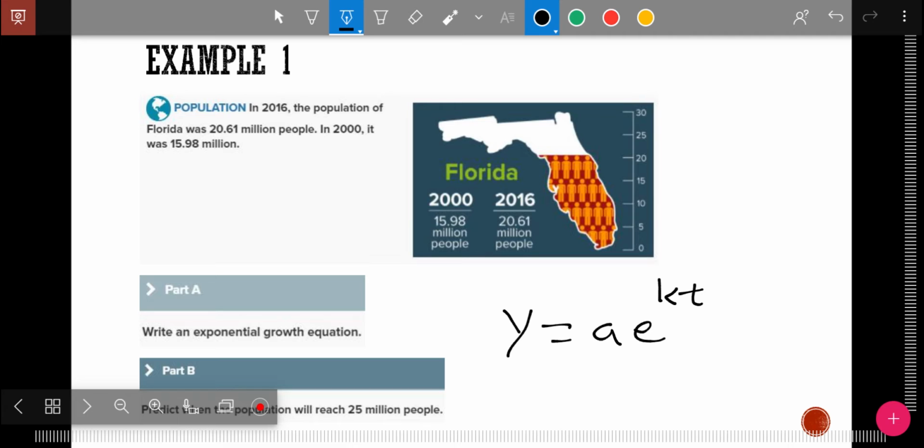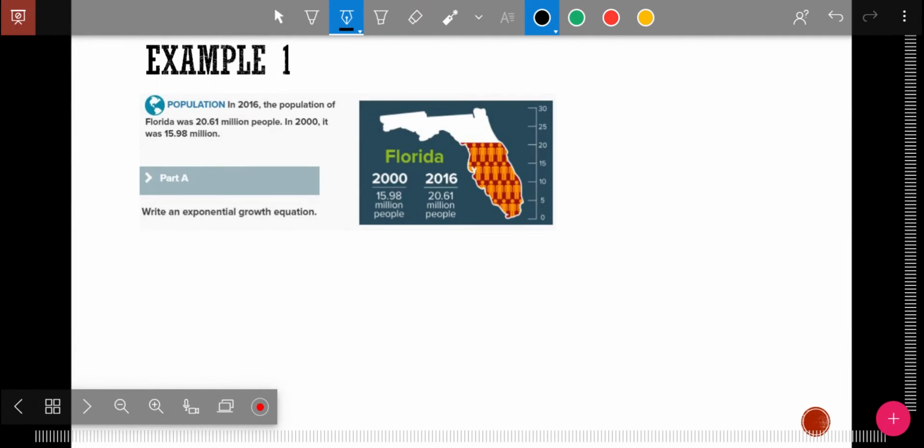So what is the a? What is the initial amount for this problem? Hopefully you agree with me that the initial amount is 15.98. They're starting in the year 2000, 15.98 million. And what is the k? What is the rate? Is there a rate? I don't see a rate. That's the first thing we need to find, the rate. So we're going to switch slides here and go to find the rate.